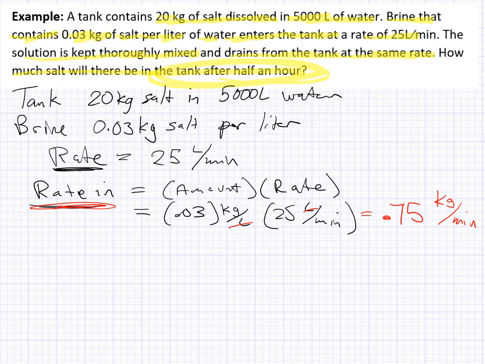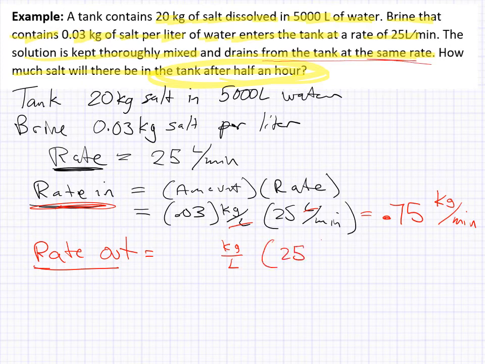Then we want the rate out. We want to do the same thing. We want to do the amount, so we want the kilograms per liter, and we want the rate. Well, the rate is the same. Notice it says that the solution is kept thoroughly mixed and drains from the tank at the same rate. So this will still be 25 liters per minute. But we want to figure out the amount there.